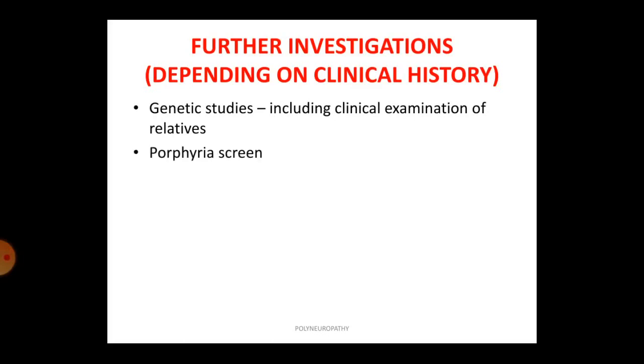Then porphyria. So what is porphyria? It is one type of group of diseases in which a substance called porphyrin builds up and negatively affects the skin and nervous system. So you can say that porphyria is a disorder of the skin and nervous system.